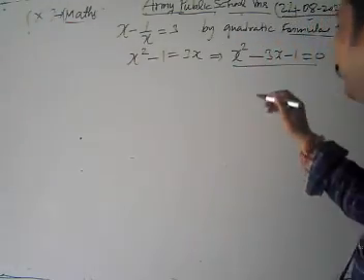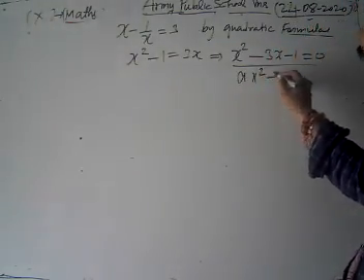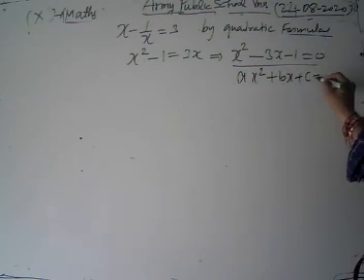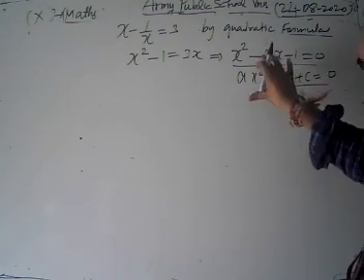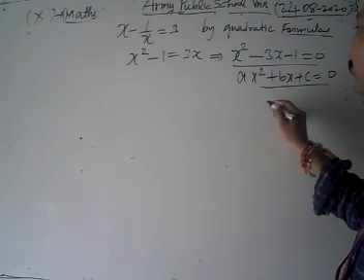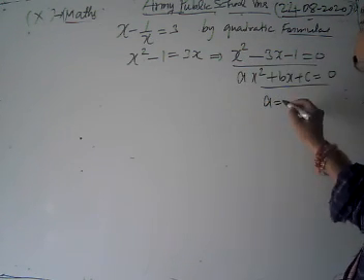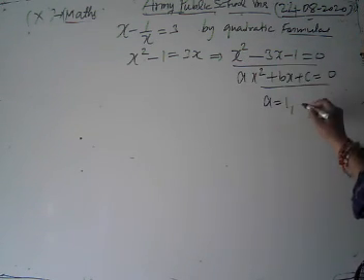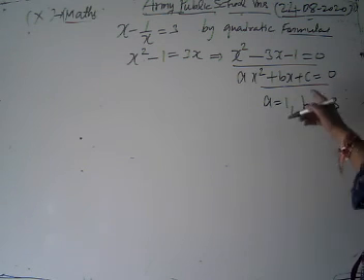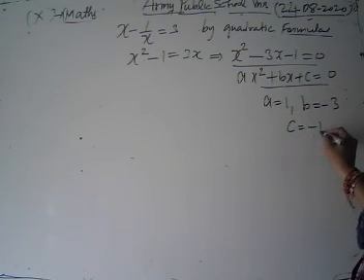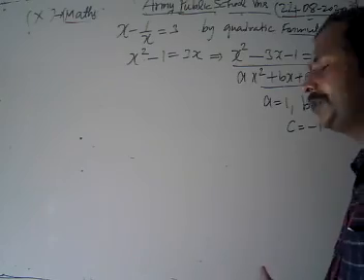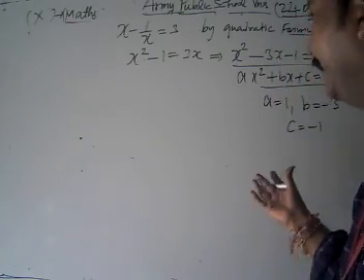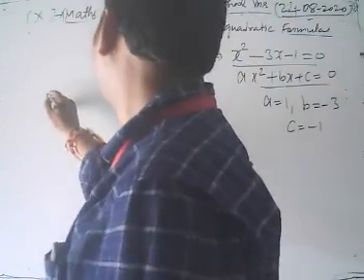After putting it in standard form, we are going to compare with ax square plus bx plus c equal to 0. On comparing our equation with the standard form, the value of a is what here? We have 1. The value of b is what? Yes, minus 3. The value of c is what? Minus 1. After getting the values of a, b and c, we are going to use our quadratic formula.